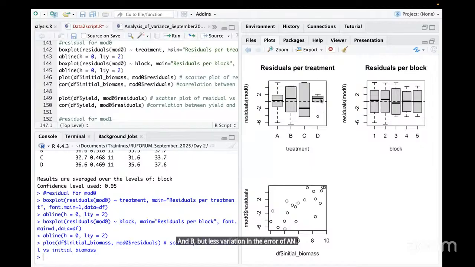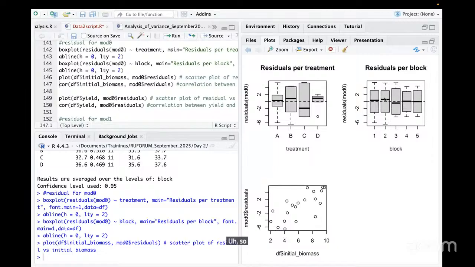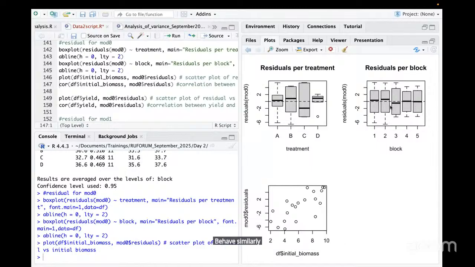If you look at the block, we seem to be having some kind of good relationship. Here you can see all the residuals seem to be similar in pattern. So in this case, you can easily assume that the residuals behave similarly in the different blocks.